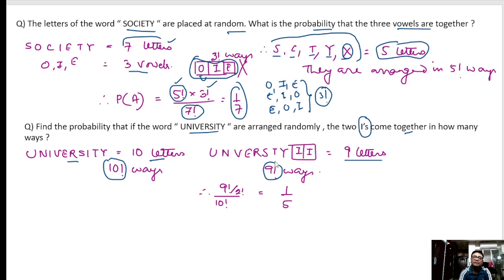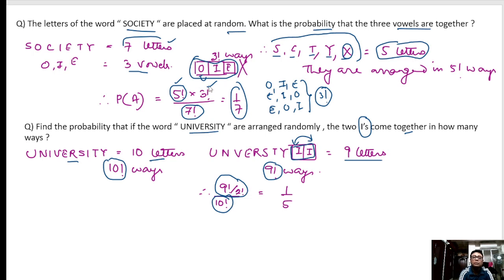In these 9 factorial ways, the 2 I's, since they are the same, please watch here, the letter I cannot be interchanged because it will mean the same thing. So when the letters are of the same type, you have to write 9 factorial by 2 factorial out of the total 10 factorial.